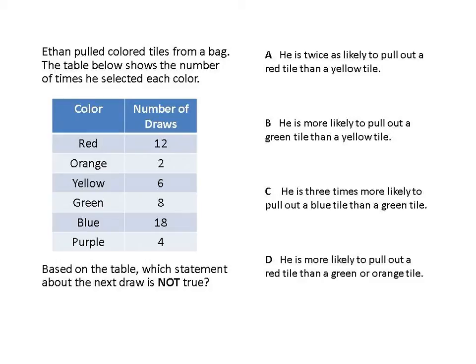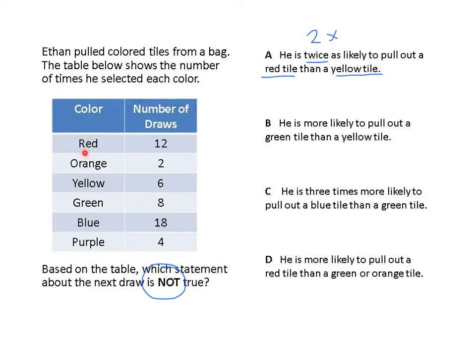Let's look at another problem. Ethan pulled colored tiles from a bag. The table below shows the number of times he selected each color. Based on the table, which statement about the next drawing is not true? A, he is twice as likely, that means 2 times as likely, to pull out a red tile than a yellow tile. Well, let's go ahead and see.